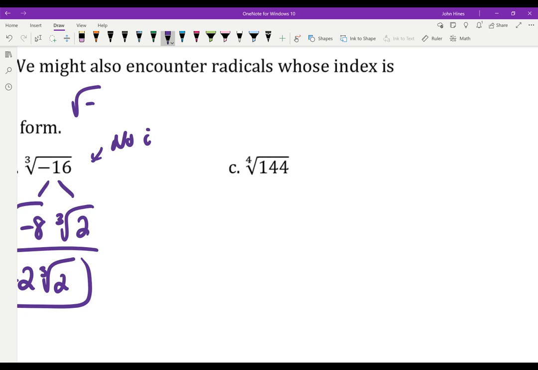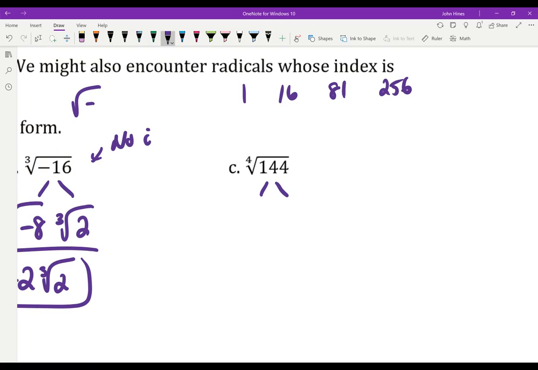Ooh, here I'm dealing with a fourth root. So I need my list of perfect fourths, whatever those are. 1 times 1 times 1 times 1. Now I need to do 2 to the fourth, and that's 16. 3 to the fourth is 81. 4 to the fourth is 256.